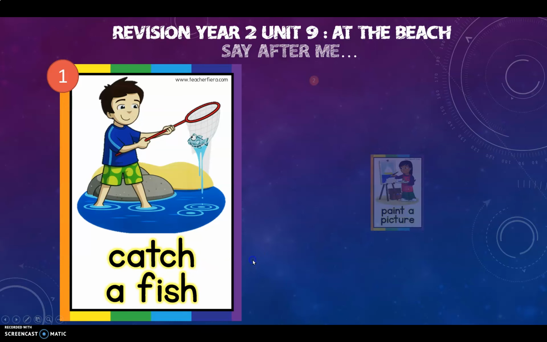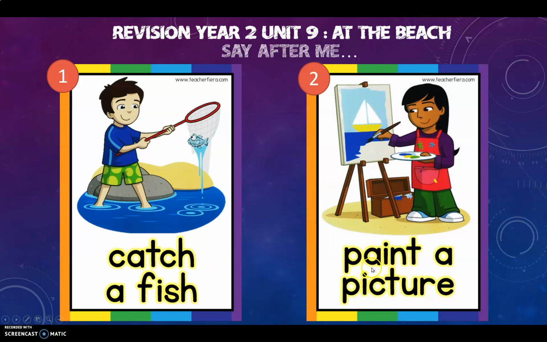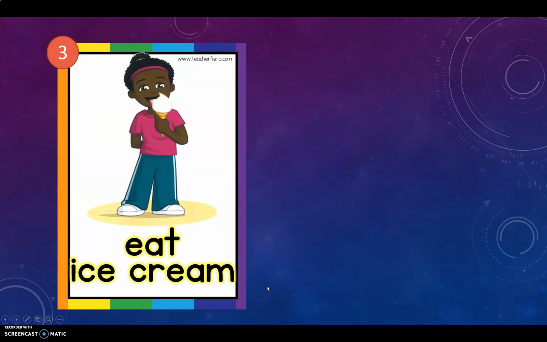Okay, picture number 2. Paint a picture. What is paint a picture? Melukis gambar. Alright, good. Let's look at picture number 3. Eat ice cream. What is eat ice cream? Makan ice cream. Okay, good.